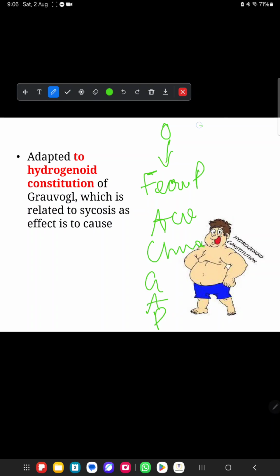So how will you remember? O fake and gap. This is the mnemonic. Just try to remember. O fake and gap. And this is related with the oxygenoid constitution. So these are the medicines under the oxygenoid constitution.